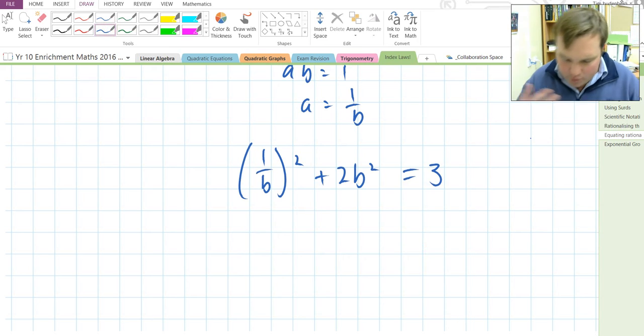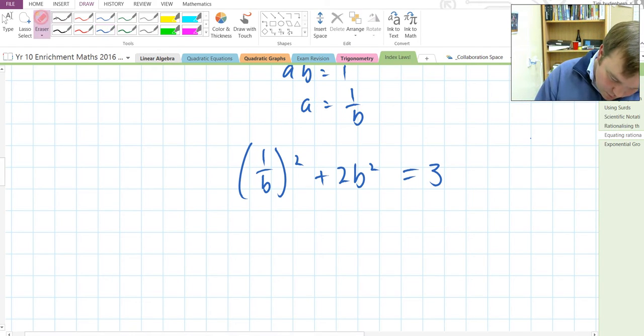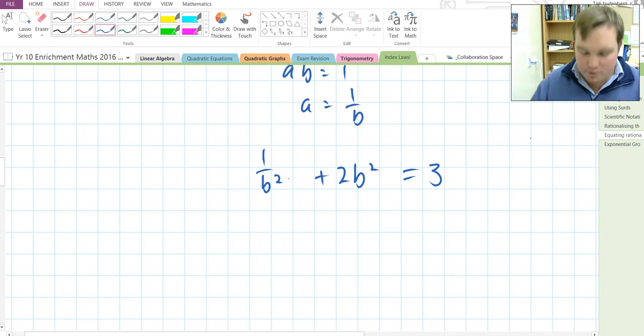Alright, now, so where to go from here? Well, we can recall that this squared applies to both in there, so it can be written as 1 squared, which is 1 over b squared. So 1 over b squared plus 2b squared equals 3.